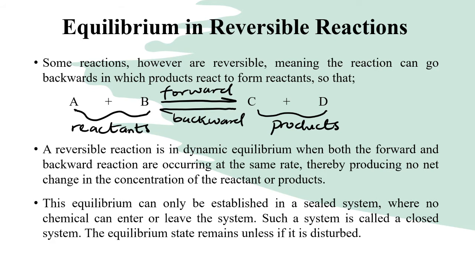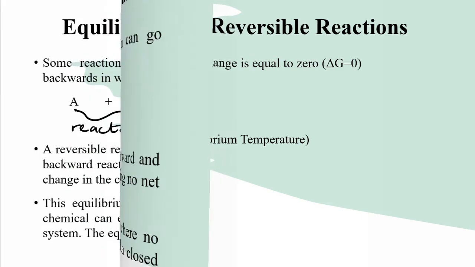A reversible reaction is in dynamic what? Equilibrium, when both the forward and the backward reactions are occurring at the same rate, thereby producing no net change in the concentration of the reactants or the products. A reversible reaction also proceeds in both directions under suitable what? Conditions. This equilibrium can only be established in a sealed system, that means a closed system, where no chemical can enter or leave the system. Such a system is called what? A closed system.